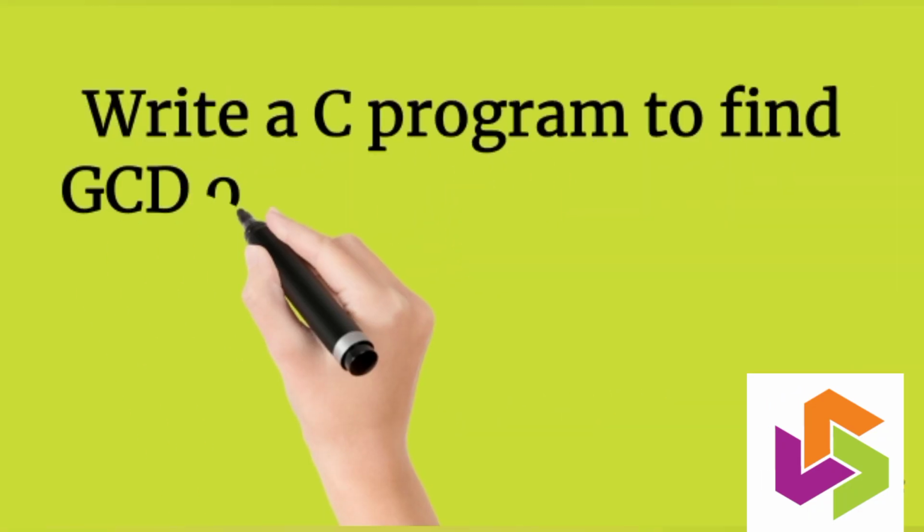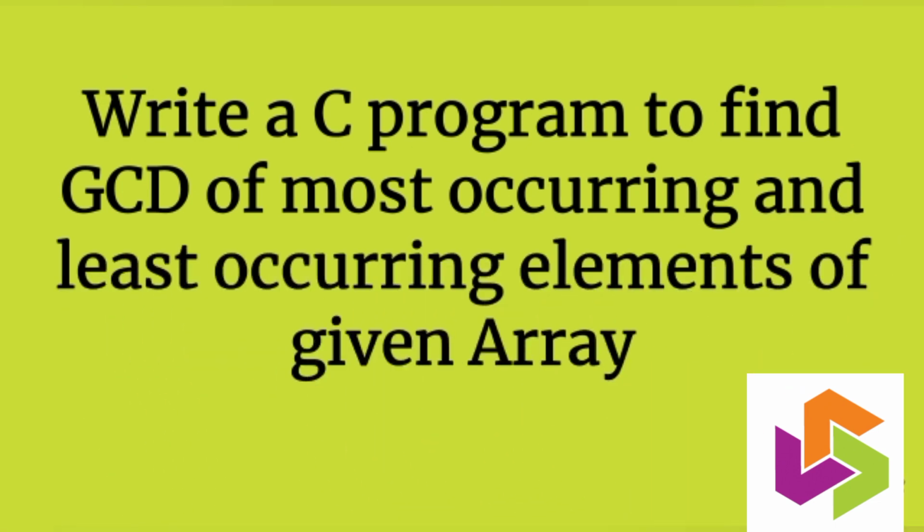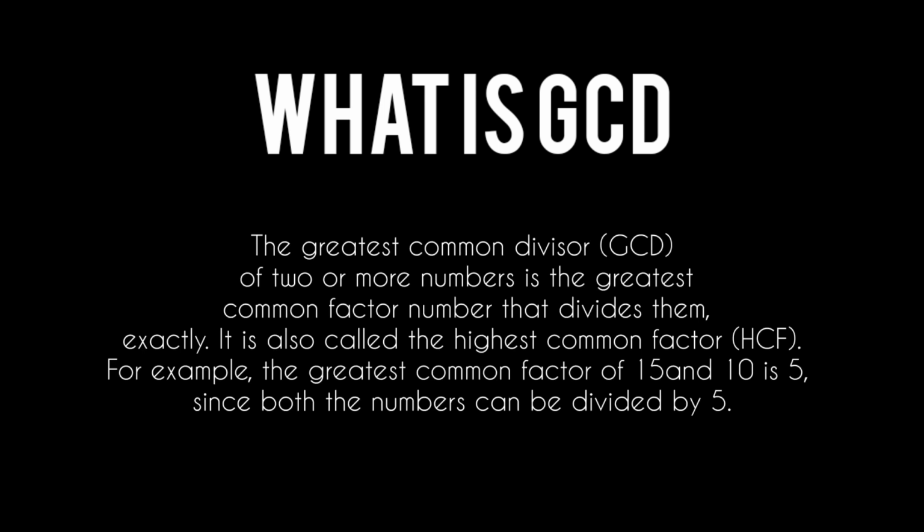Write a C program to find GCD of most occurring and least occurring elements of given array. What is GCD? The greatest common divisor GCD of two or more numbers is the greatest common factor number that divides them exactly. It is also called the highest common factor HCF. For example, the greatest common factor of 15 and 10 is 5 since both the numbers can be divided by 5.